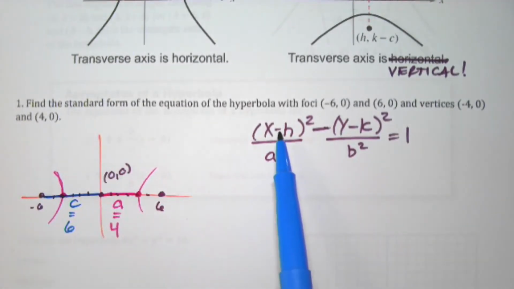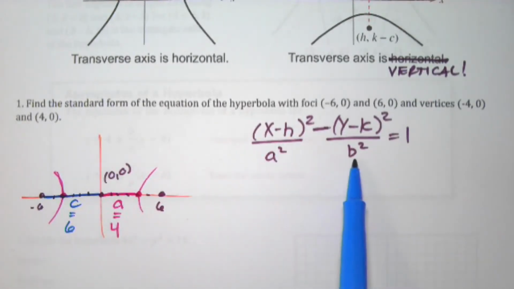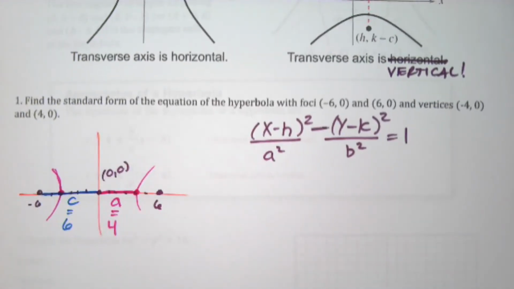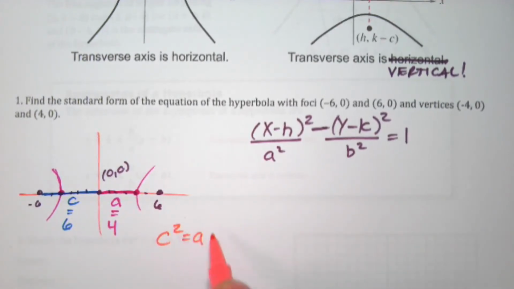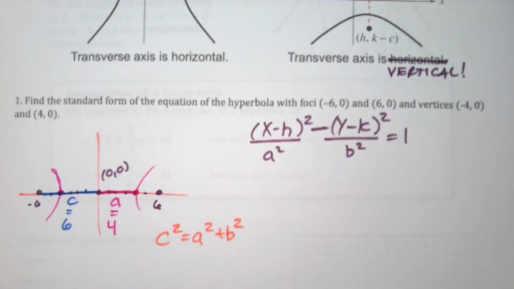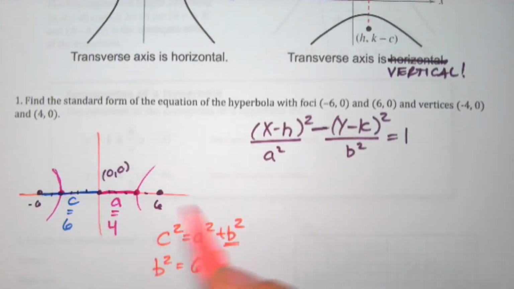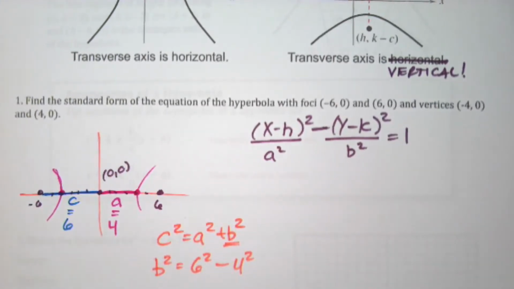So I've got my center, I've got my a, I don't quite have b. However, we know from that first page we have a nice little equation to solve for b. We are given the relationship that c squared is equal to a squared plus b squared. So we can then just solve for that b squared. So b squared is going to be equal to our c squared, so for us, that's 6 squared, minus our a squared, which is 4 squared. Well, that just gives us 36 minus 16, which is 20.